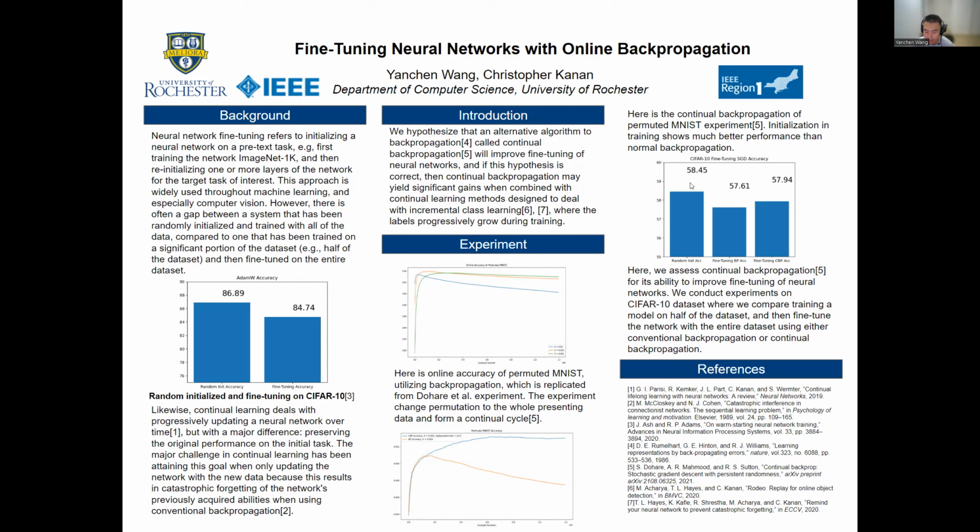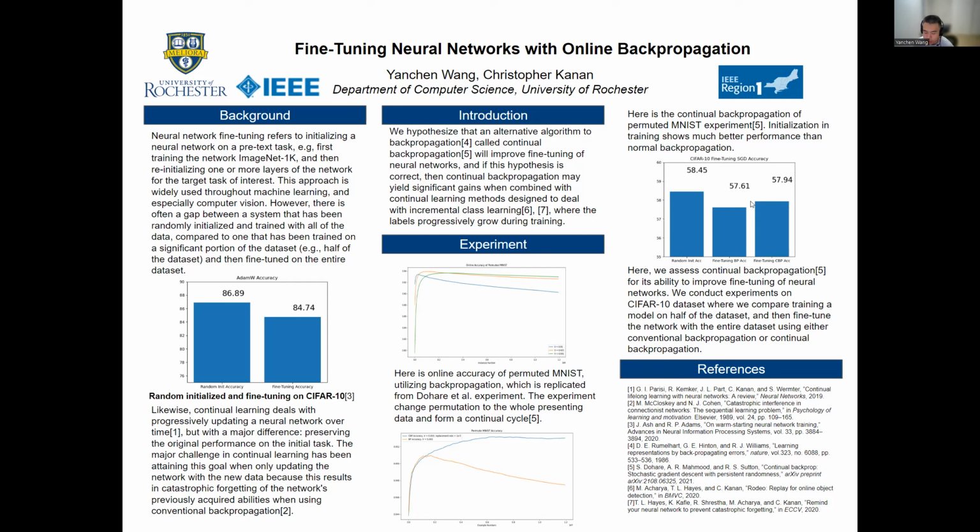Furthermore, we assess continual backpropagation for its ability to improve fine-tuning of networks. We implement continual backpropagation on CIFAR-10 fine-tuning. We use an MLP network with 3 hidden layers and 2,000 units in each layer, and replace low utility units' weights and biases using Kaiming initialization. The results show that continual backprop reduces the gap between fine-tuning and random initialization.